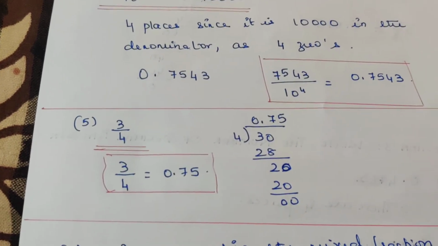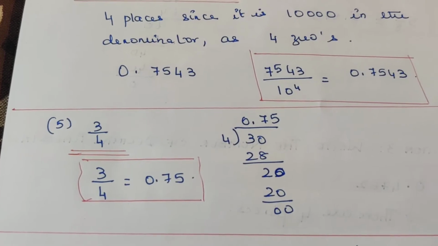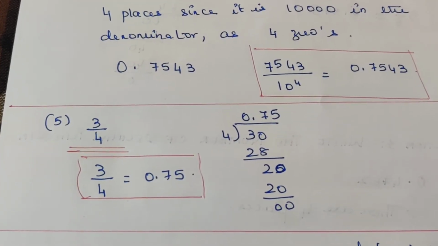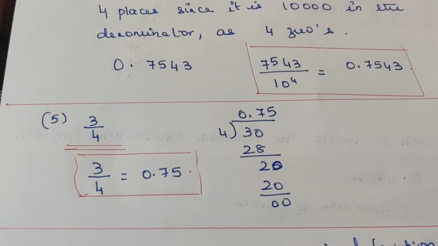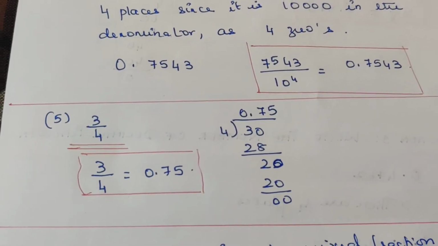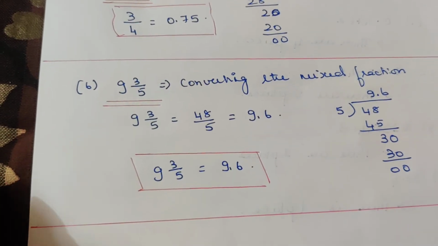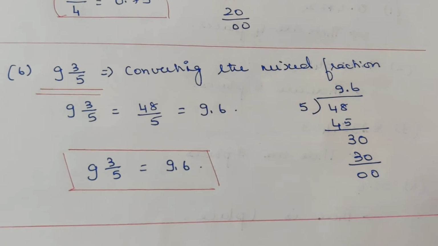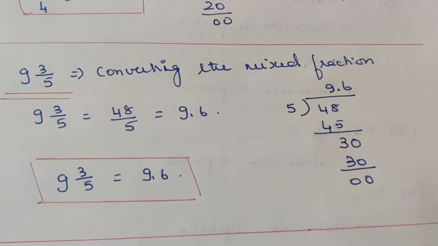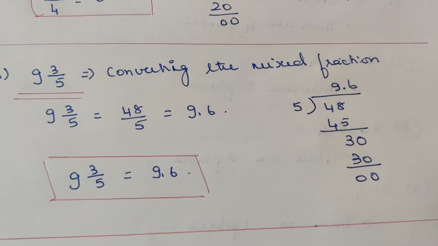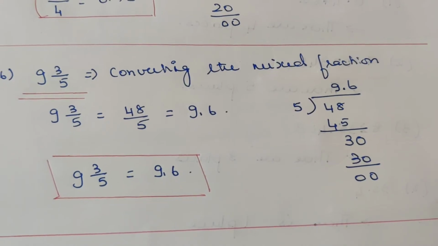3 by 4. You can just follow the division that I have done. So 3 by 4 is nothing but 0.75. Next one, 9 3 by 5. Converting the mixed fraction, you get 48 by 5, and please follow the division that I have done, and the answer is 9.6. Hope this is clear.